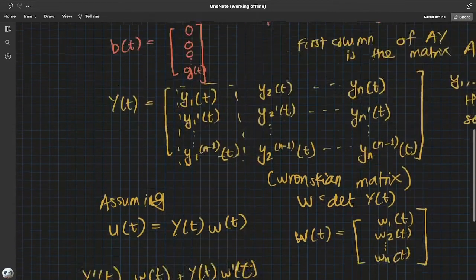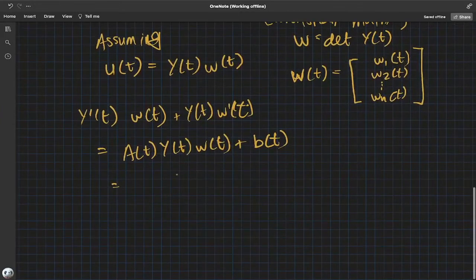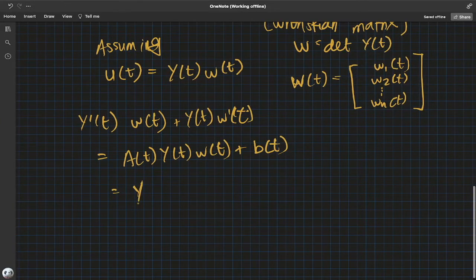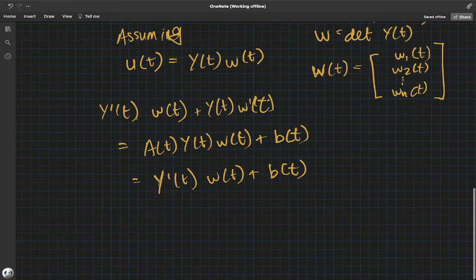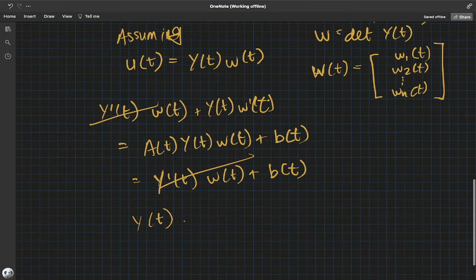So I hope that convinces you. You can do this multiplication of AY and see that you indeed get a Y prime of t out of it. So we have this Y prime of t here, W of t, B of t. But notice the nice thing, this cancels out with that, which means Y of t times W prime of t is equal to B of t.